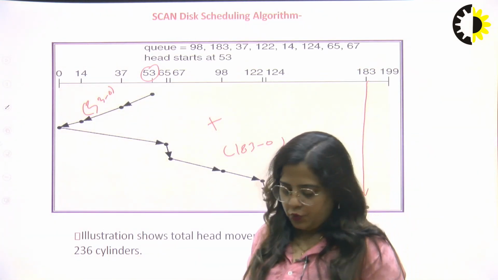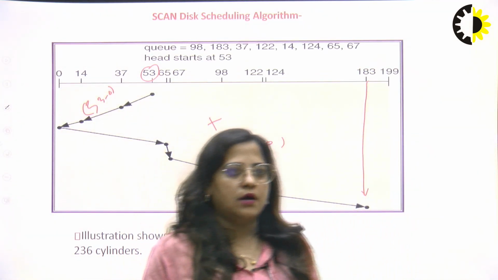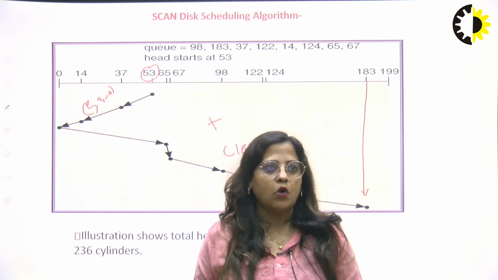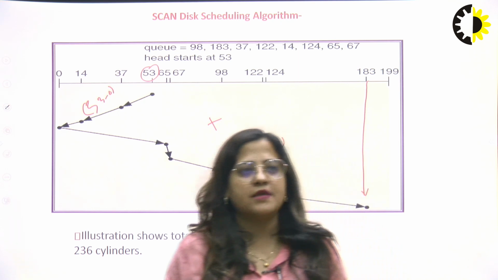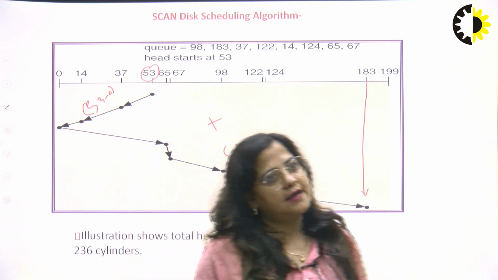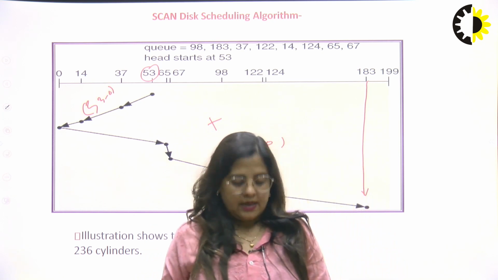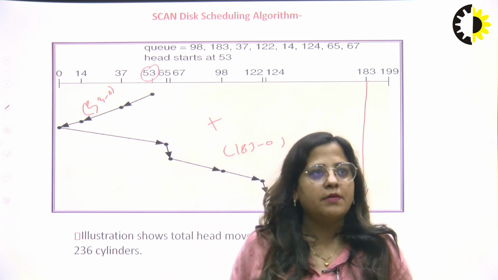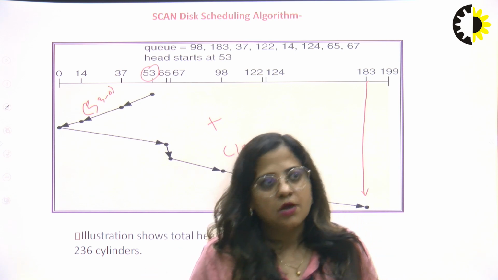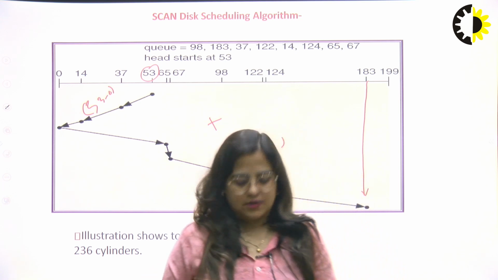So today we discussed only three algorithms of disk scheduling. The first one is FCFS, the second one is SSTF, and the third one is SCAN. The remaining algorithms I will discuss in my next lecture. So this time, see you.